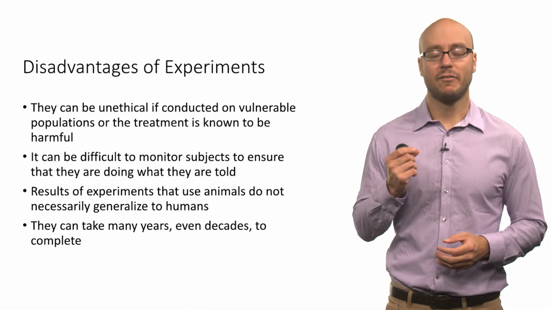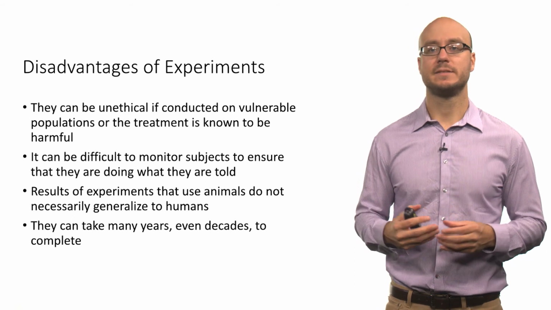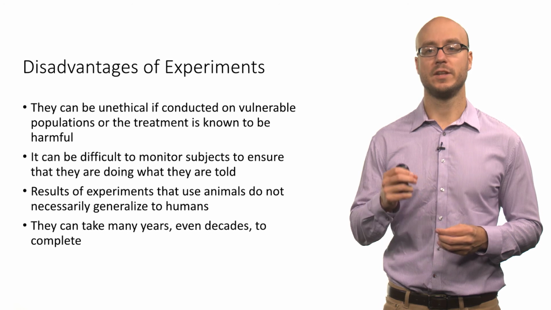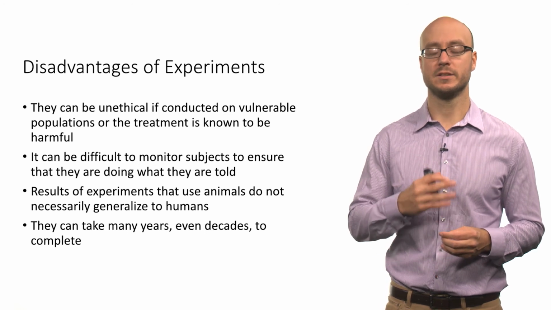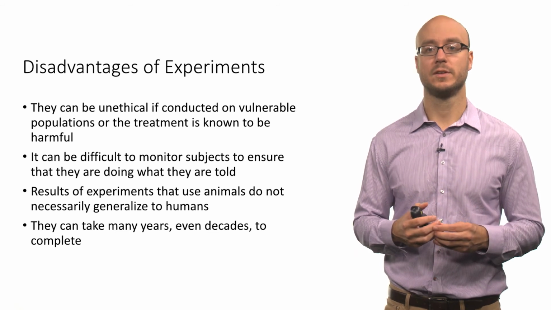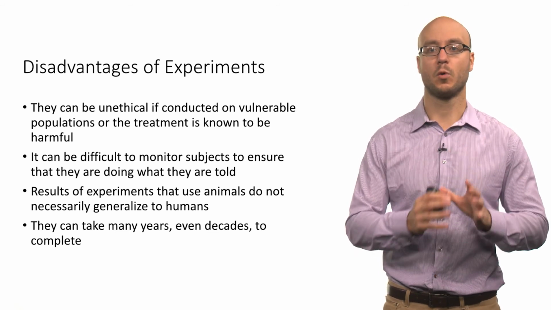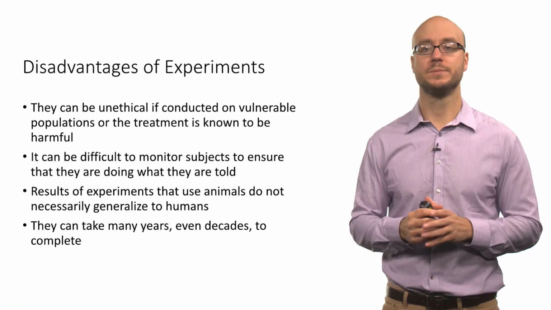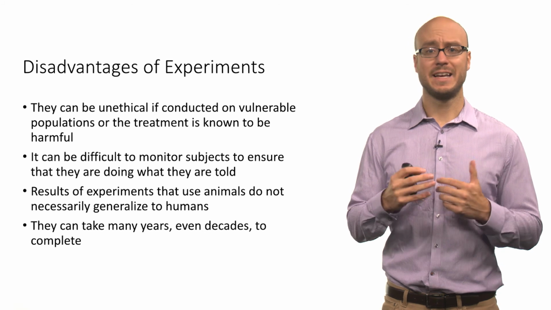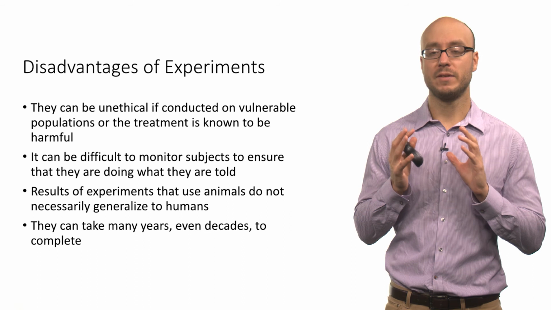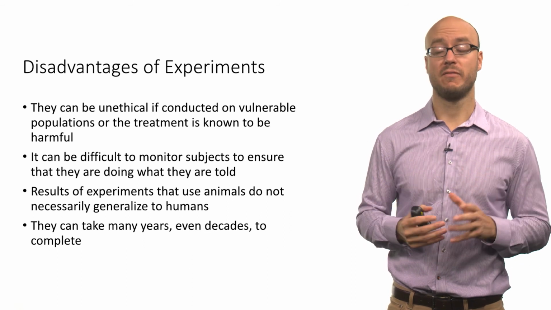A final disadvantage with experiments is that they can take years and decades to complete, especially if the treatment or the intervention is a treatment that takes place over time. For example, in the case of the intervention being living in a poor neighborhood, where we're giving people the opportunity to move to a richer neighborhood, that intervention takes years, maybe decades, to really complete. So the end result is that experiments can be very expensive to conduct.